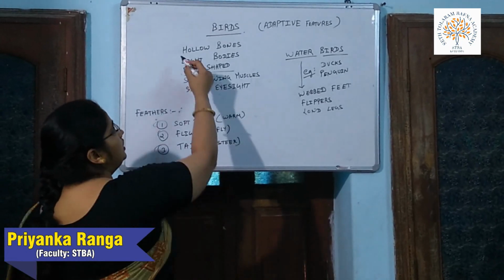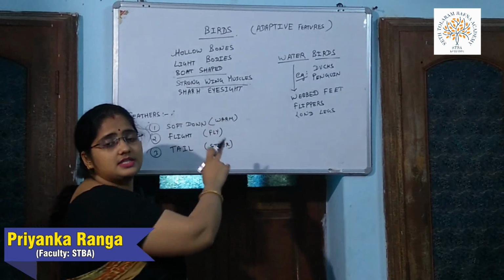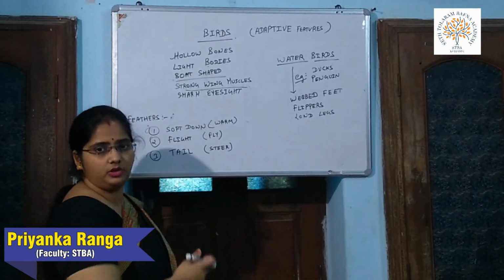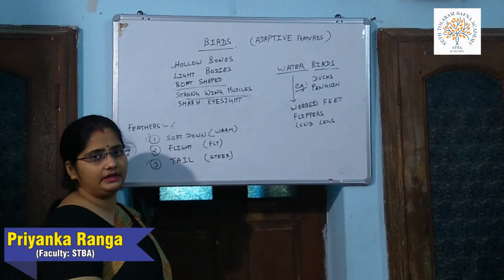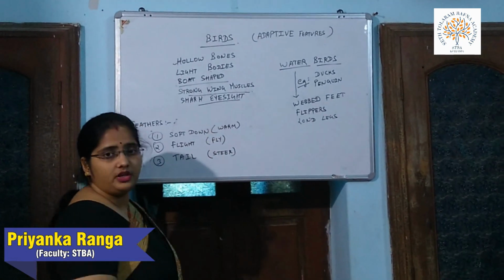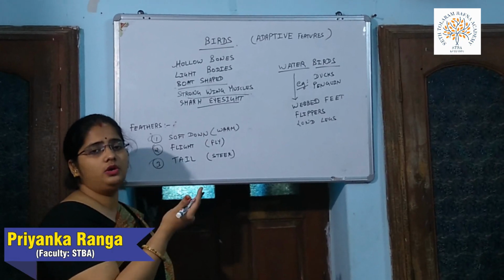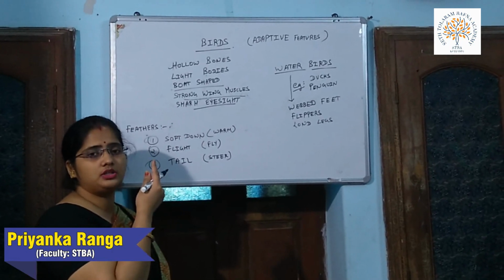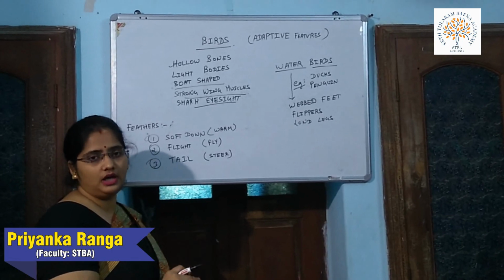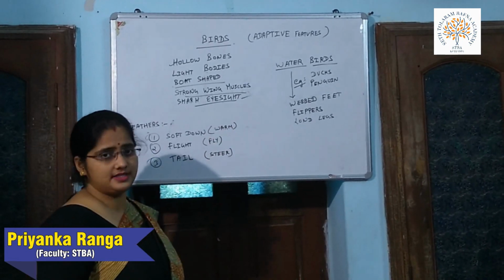They have hollow bones and strong wing muscles. These strong wing muscles help them to fly thousands of kilometers. That is, they are the migratory birds. Next, they have sharp eyesight. How does the sharp eyesight help the birds? Because, for example, an eagle can spot a mouse moving on the ground. So for this purpose, they have very sharp eyesight.